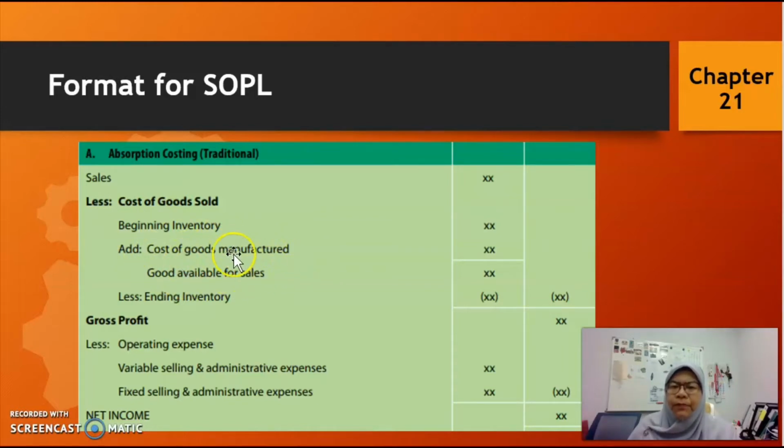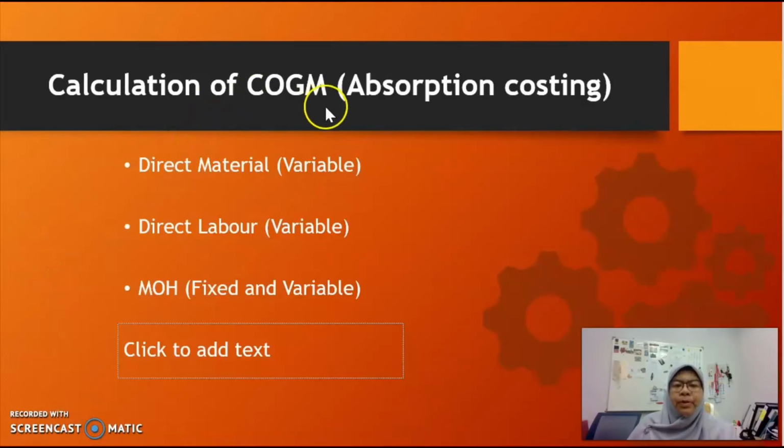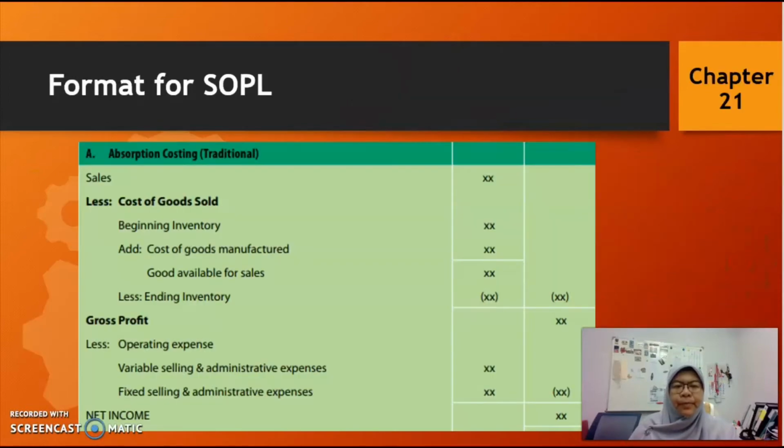So how to calculate this cost of goods manufactured under absorption costing? Under absorption costing, we include direct material, direct labor, and MOH. Direct material is variable. Direct labor is also a variable cost. MOH, we include both fixed and variable costs. So that is the calculation of COGM under absorption costing. So all are included here. The beginning inventory plus COGM, we get goods available for sale. Then we minus the ending inventory.